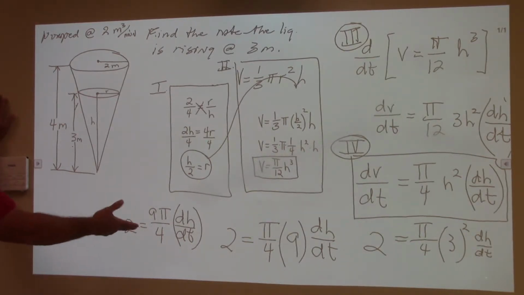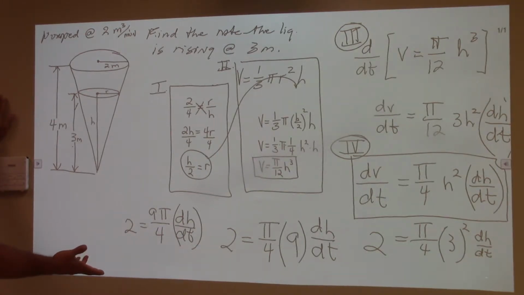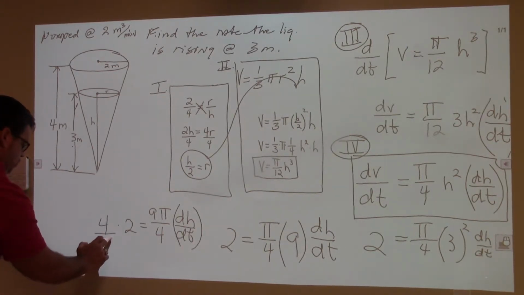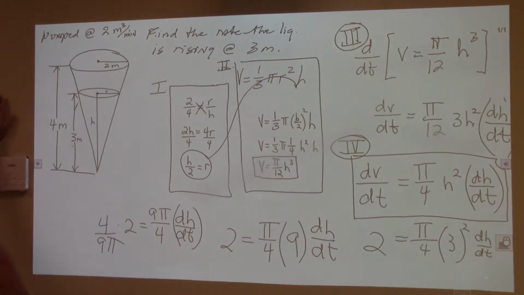So, how do you get rid of multiplying by 9 pi over 4? Divide by 9 pi over 4. But if you divide by a fraction, you multiply by what? 4 over 9 pi. So we get 8 over 9 pi, or 8 pi over 9, is equal to dH dt.